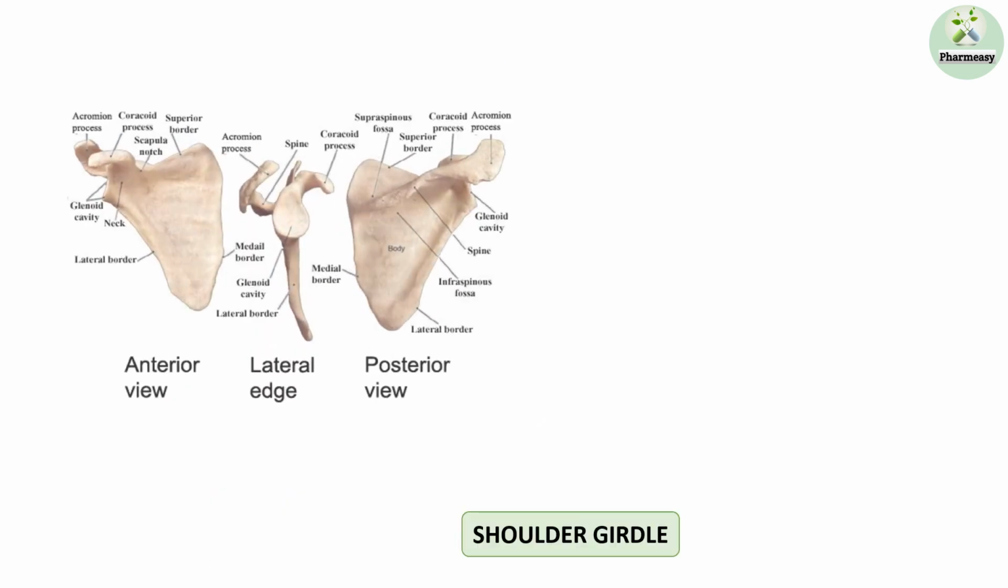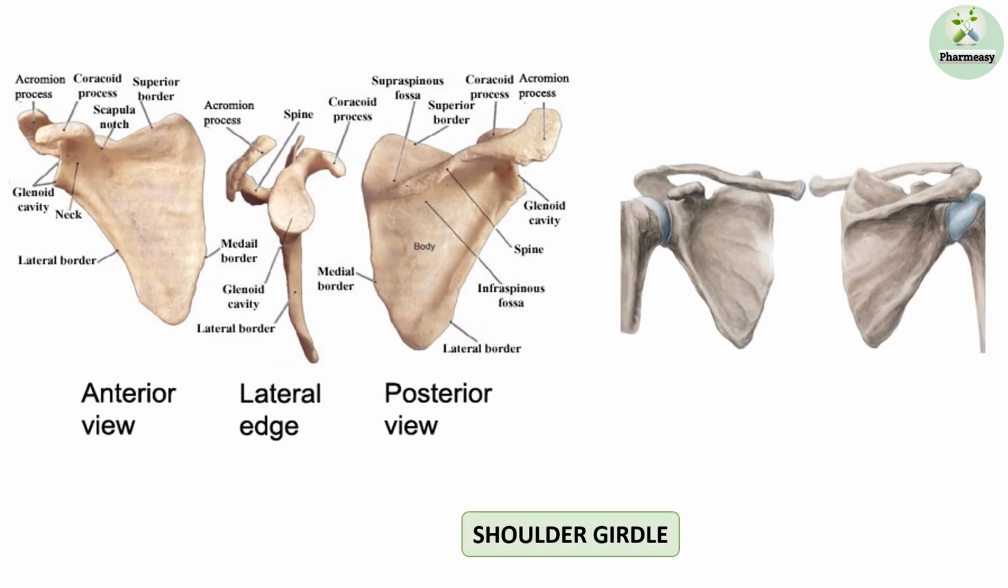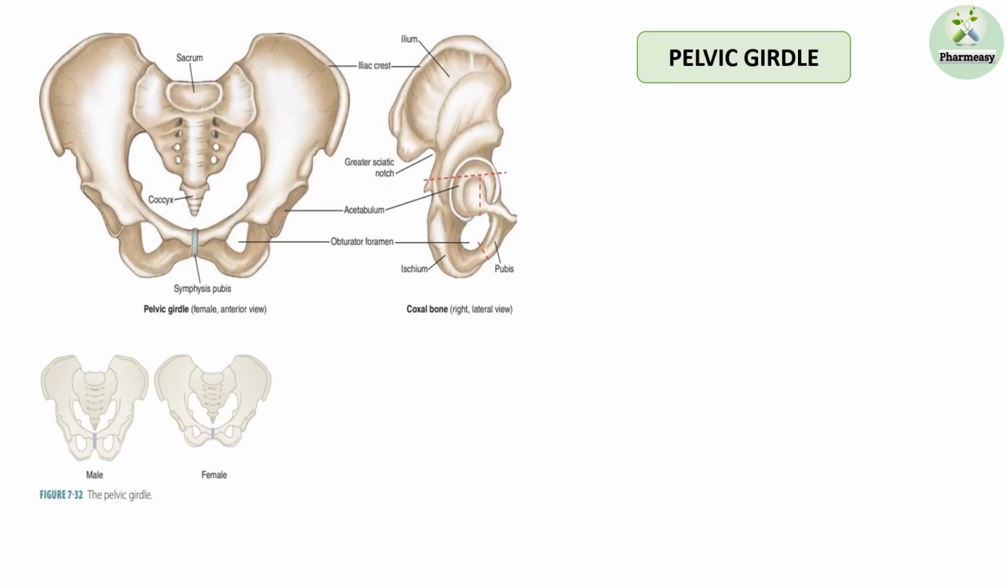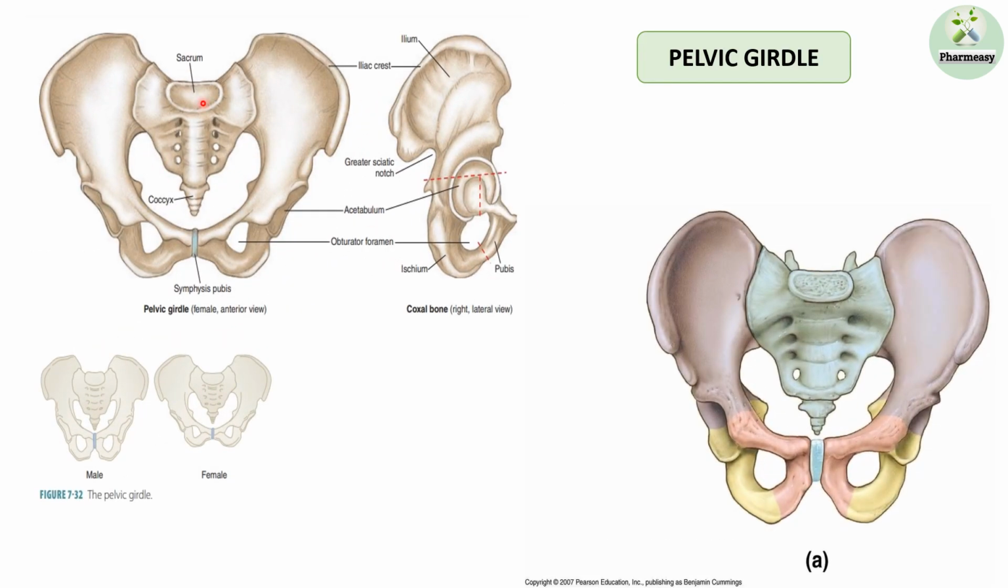Next is shoulder girdle having 4 bones. 2 bones are clavicle, also known as collar bones, and 2 bones are triangular shaped, named as scapula. Last one is pelvic girdle. This is sacrum bone and its coccygeal bone, that is the last bone of vertebral column. And last point is that female pelvis is broader than male to accommodate pregnancy and childbirth.